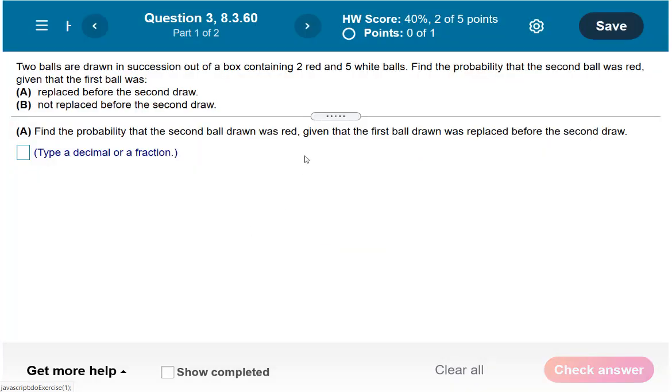We will begin by constructing a tree diagram. So we have a box containing 2 reds and 5 white balls. So there's 7 total. In the beginning, we can draw either a red or a white. The probability of drawing a red would be 2 out of 7. The probability of drawing a white would be 5 out of 7.